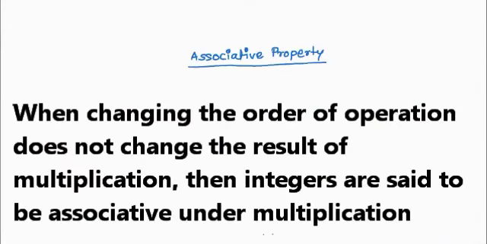Now let's talk about the associative property. In the associative property, we see whether a change of order of operation results in the same result. If it does, then we say that the operation is associative.